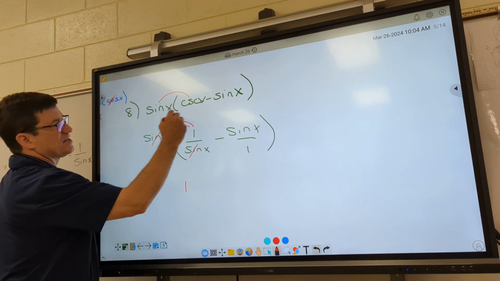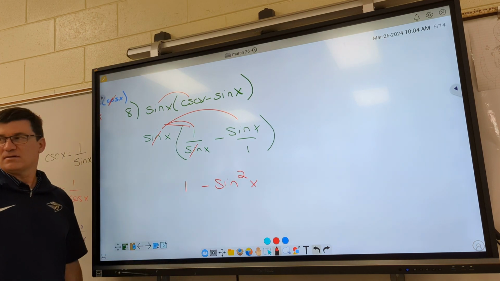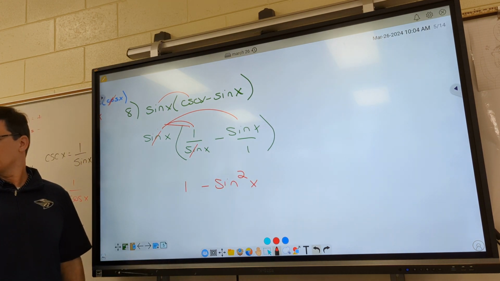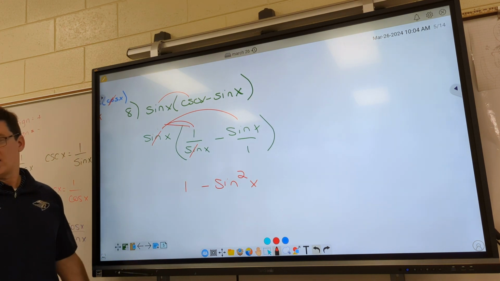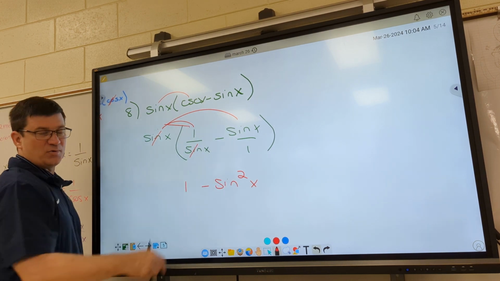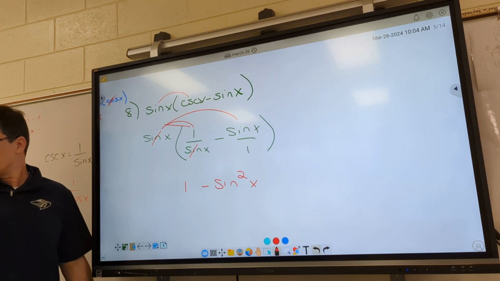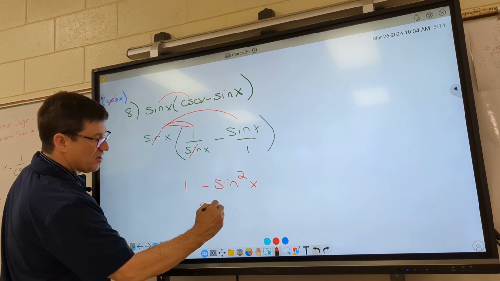All right, sine times sine is sine squared. So this is what we're left with. And that's the formula, right? Check your formula sheet. Anytime you got a 1 in your problem, check your formula sheet. How do you get sine squared? Sine times sine is sine squared. Nothing cancels because nothing's on the bottom, so you got to times them. So we're left with that, which is cosine squared.